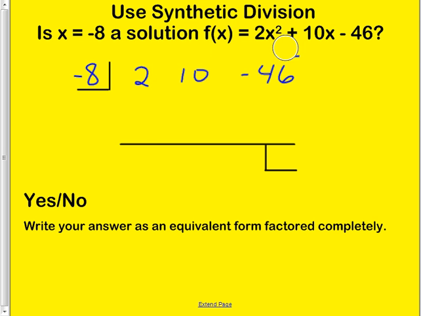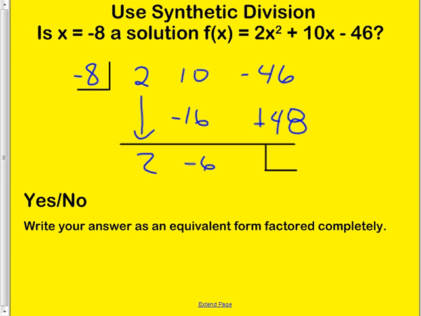All right, so then you dropped it like it's hot, and then you got 2 times -8, -16, and then you added, makes -6, and you multiply, and that makes 6 times 8 is 48, +48. Is that right? Oh, so it didn't work. Is that okay? Yeah, it's okay. So what's the answer to the question? No. Is that a solution?